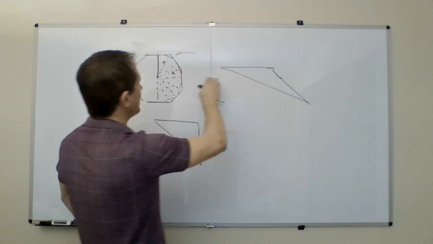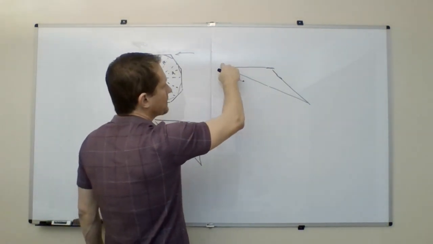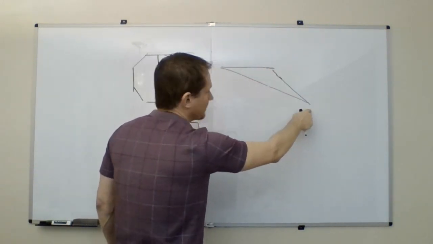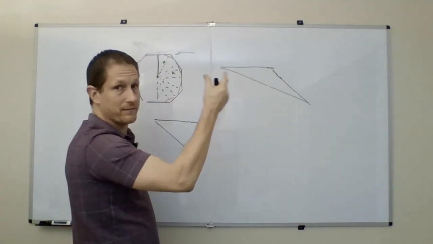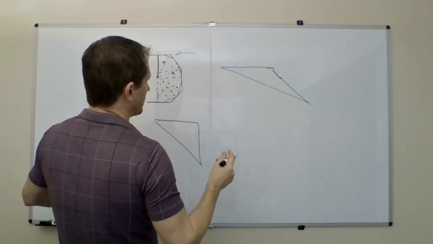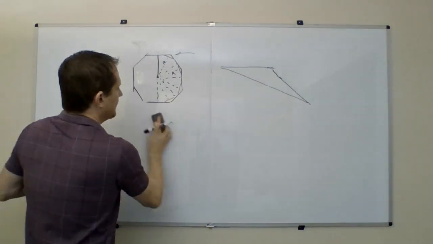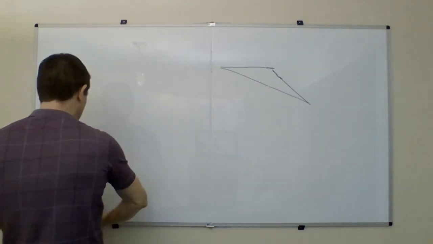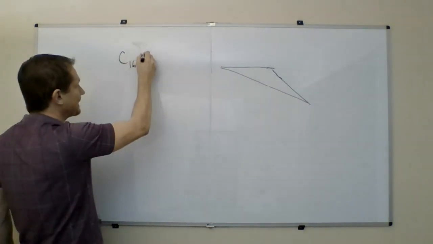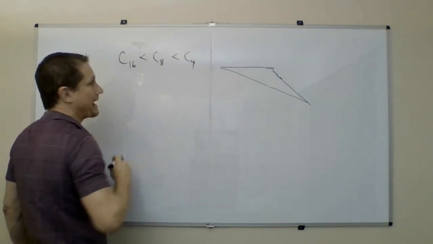So what this means is that in going from the eightagon, the octagon, to the sixteenagon, we are subtracting this length and adding this length. But now that difference between the two is even smaller. So in other words, we're going to do this now 8 times. So now we've got a situation where the circumference of the sixteenagon is definitely less than the circumference of the octagon, which is less than the circumference of the square.